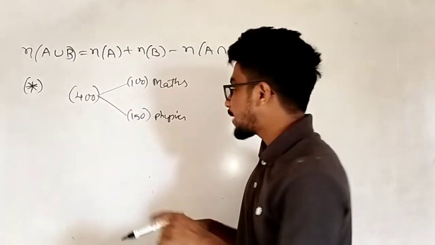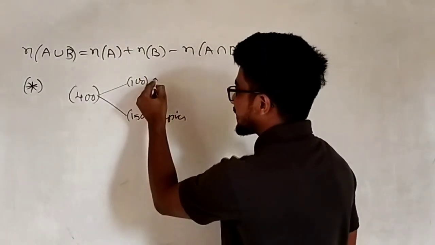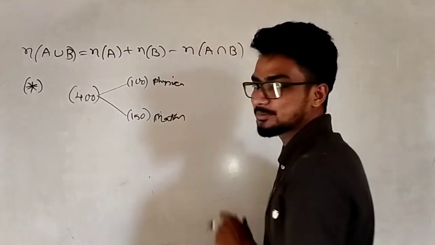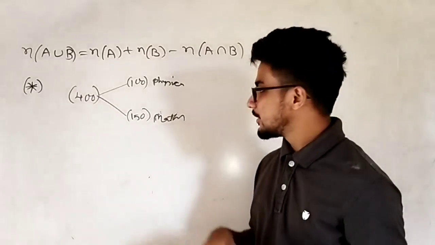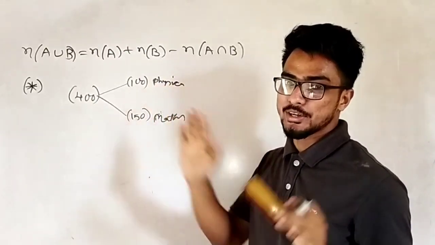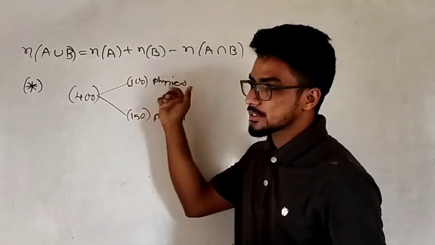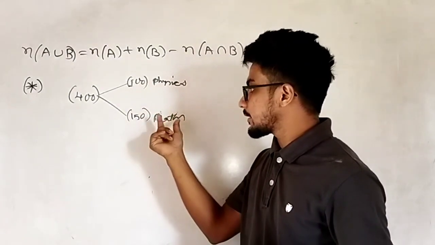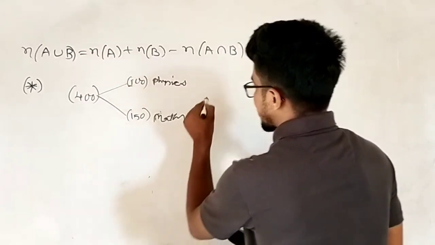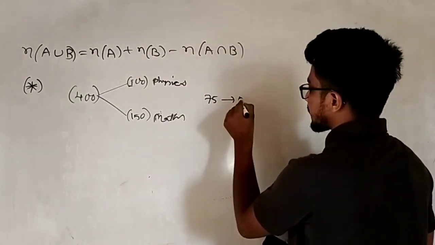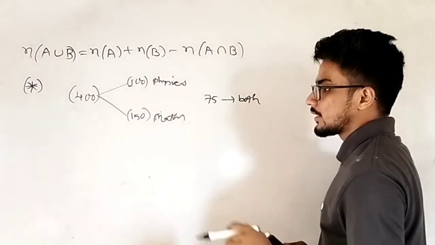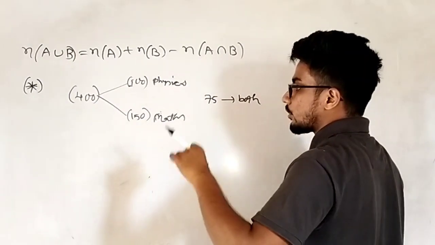So what will we do? Suppose this is our physics and this is maths. Suppose maths 150 students read but physics 100 students read, sorry to the physics lovers. Physics is read by 100 students and maths is read by 150 students. Now suppose 75 students read both physics and maths, then how many students neither read physics nor read maths?